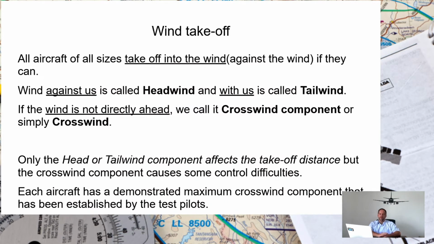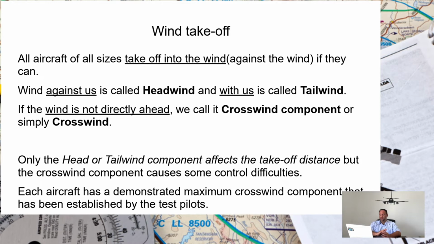On takeoff, all aircraft of all sizes take off into the wind, against the wind if they can. It's really important to take off into wind. Wind against us is called headwind, and with us is called tailwind. If the wind is not directly ahead, we call it crosswind component, or simply crosswind. The head or tailwind component affects the takeoff distance, but the crosswind component causes some control difficulties.